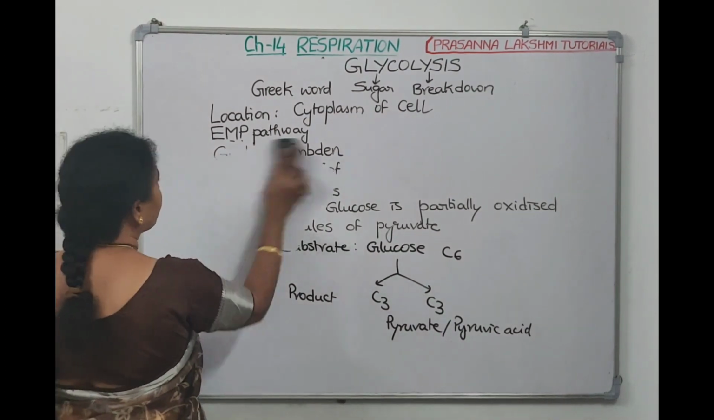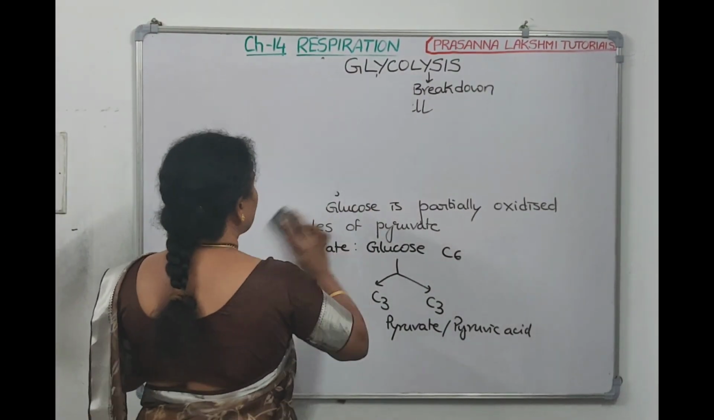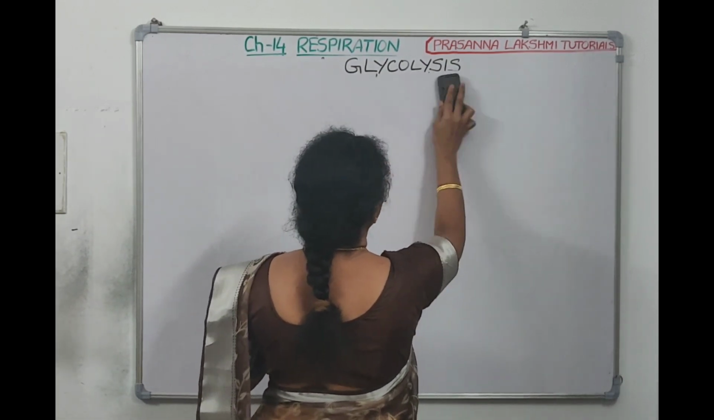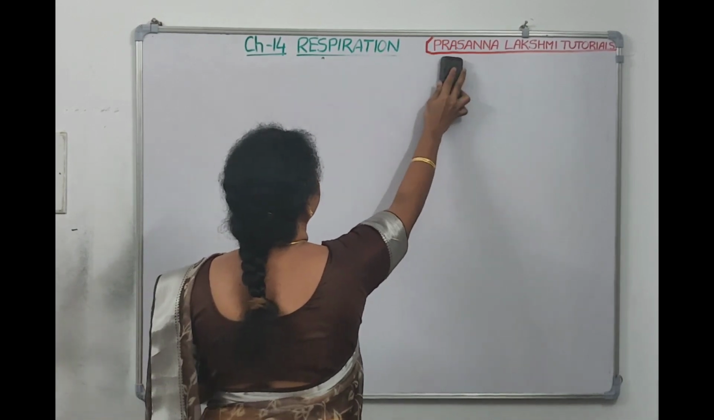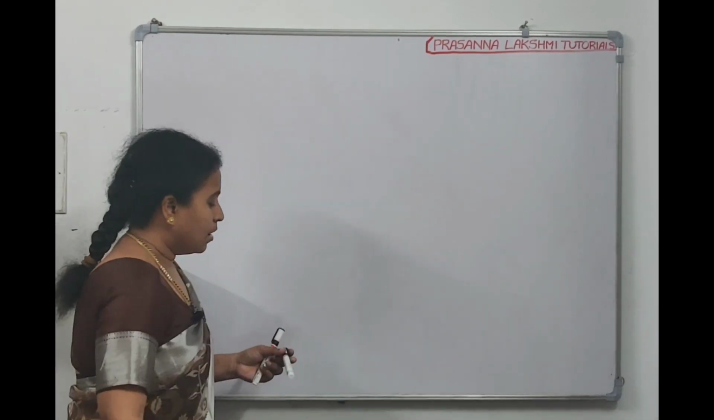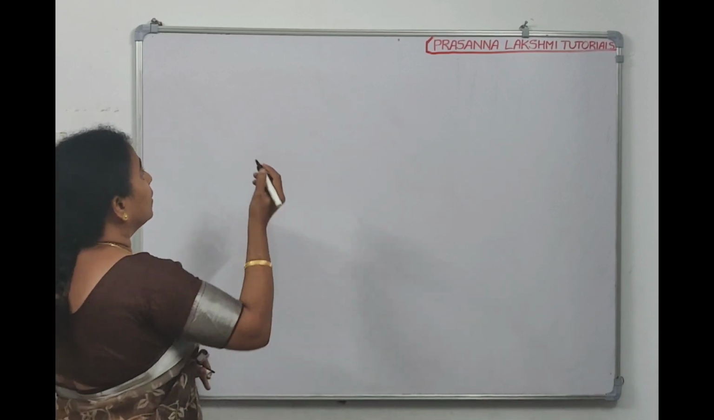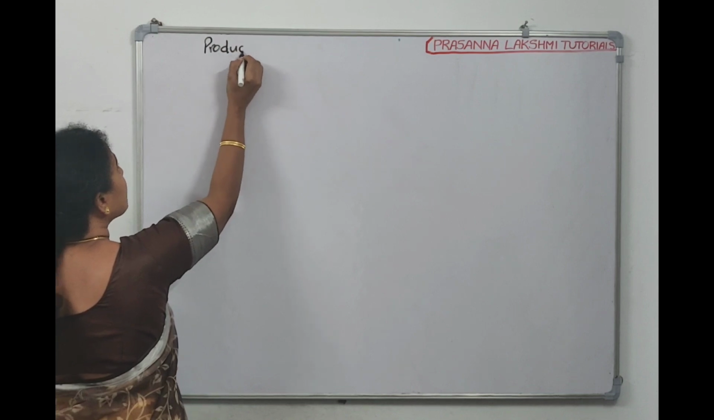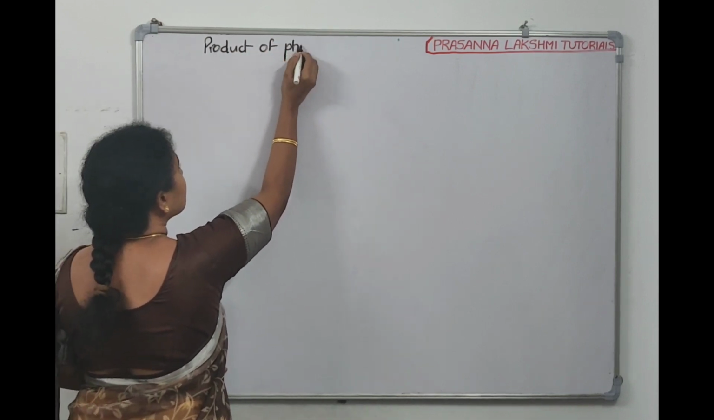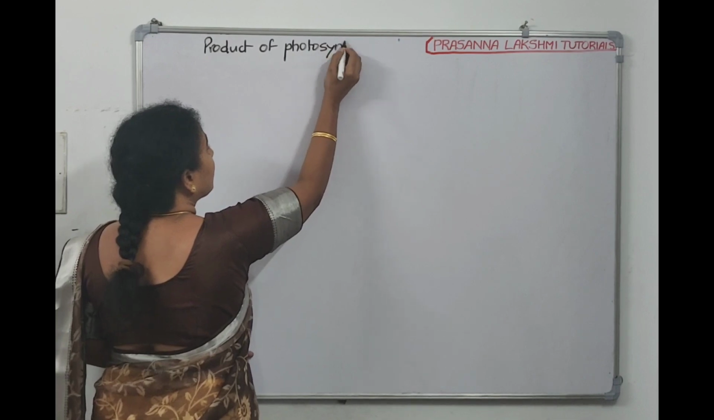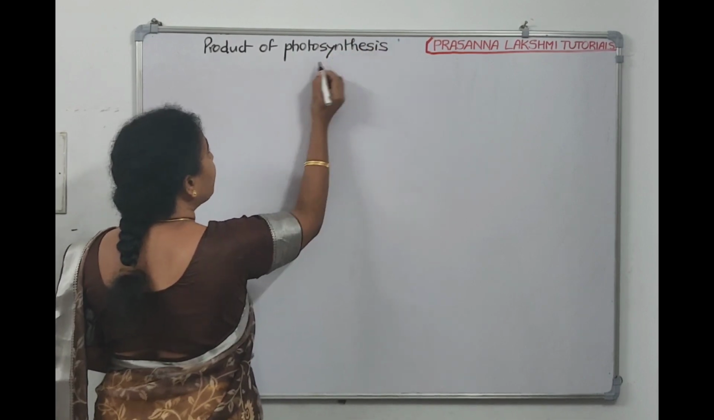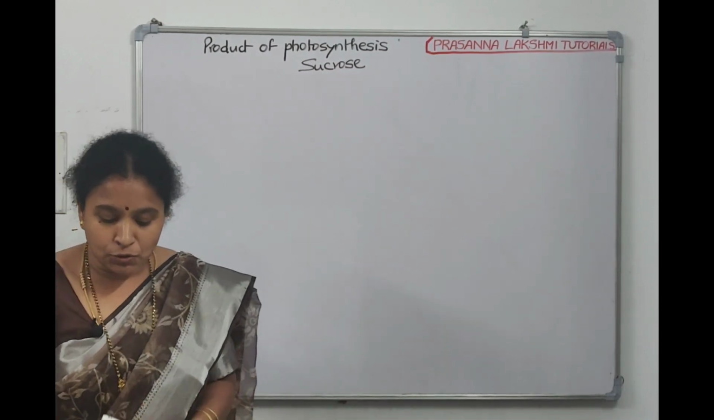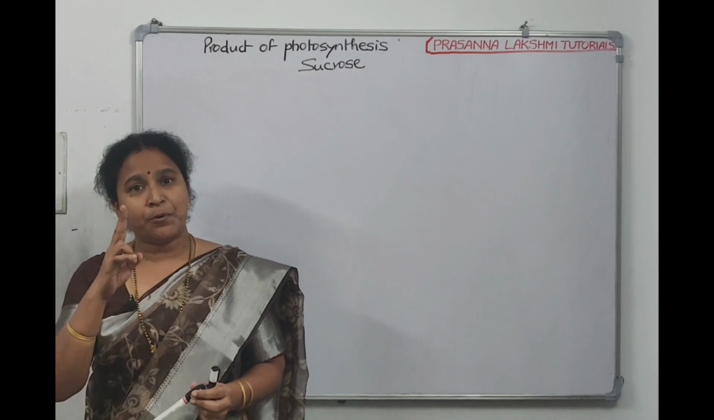Right? Now, glycolysis is a process. It is a 10-step reaction. So, we will see step by step now clearly. Okay? We'll first start like the product of photosynthate. Plant will do photosynthesis, and what is the product of photosynthesis in the plant? The product of photosynthesis in the plant is sucrose. Now, what is sucrose? Sucrose is a disaccharide made up of 2 sugars.